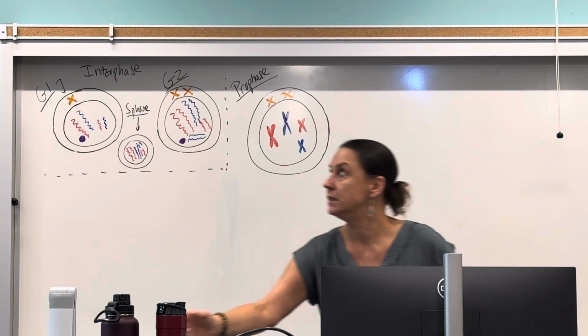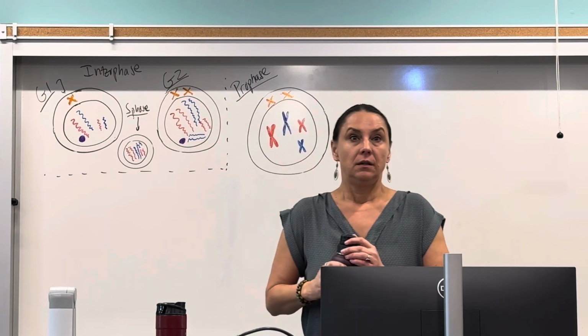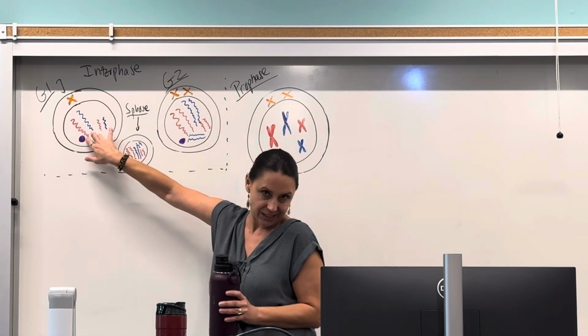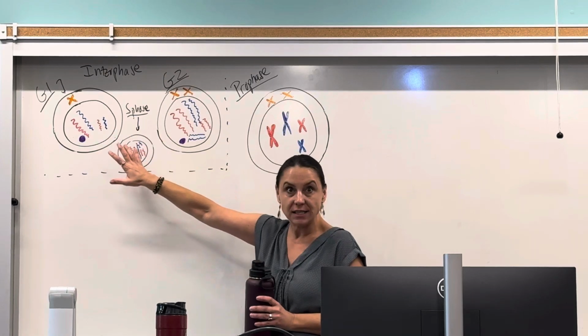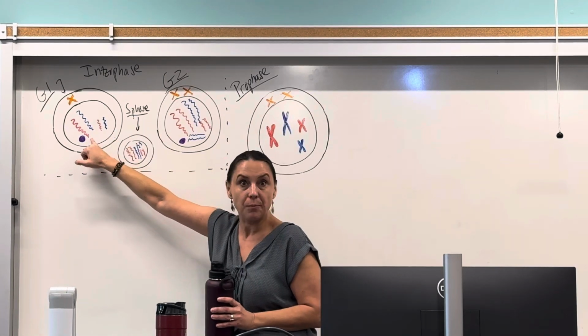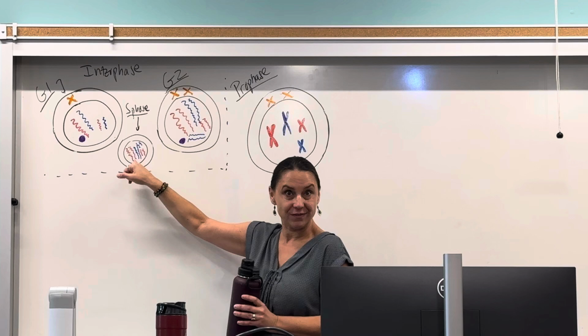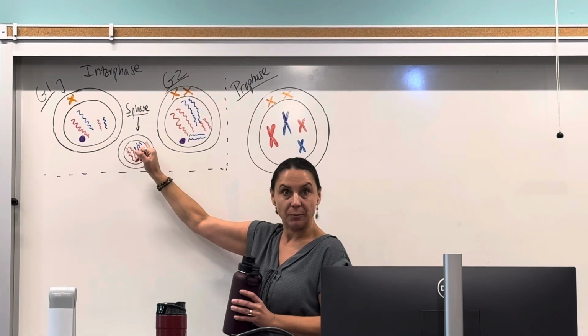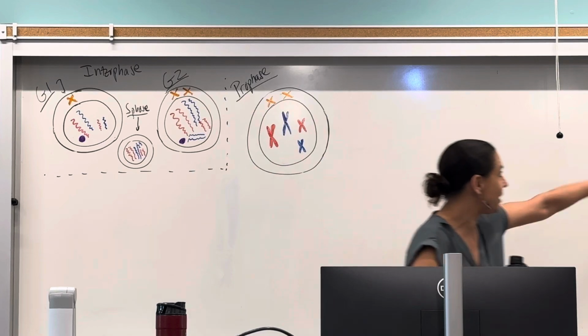So the centrioles will also duplicate in S phase? Yes, like so here, we've got 46, right? And then in S phase, you end up with two copies of this, two copies of this, two copies of that. That's S phase, that's the DNA replication that we're talking about here.